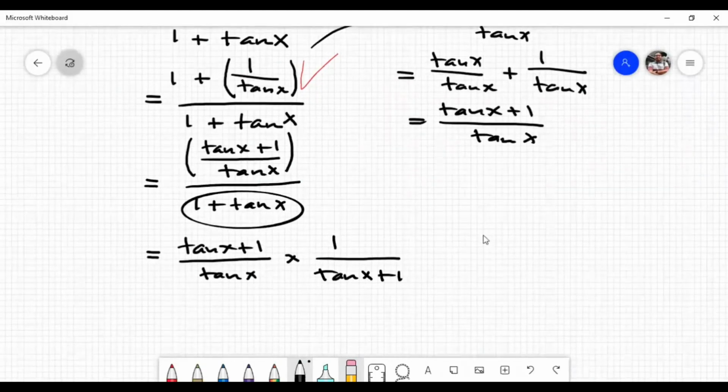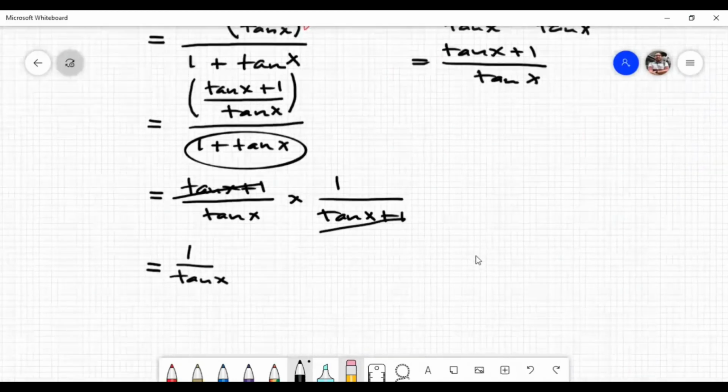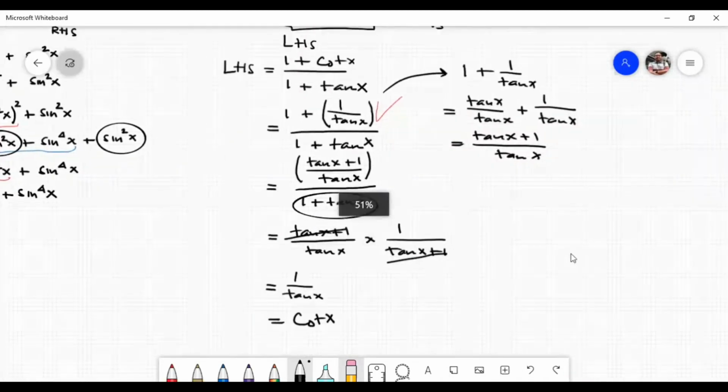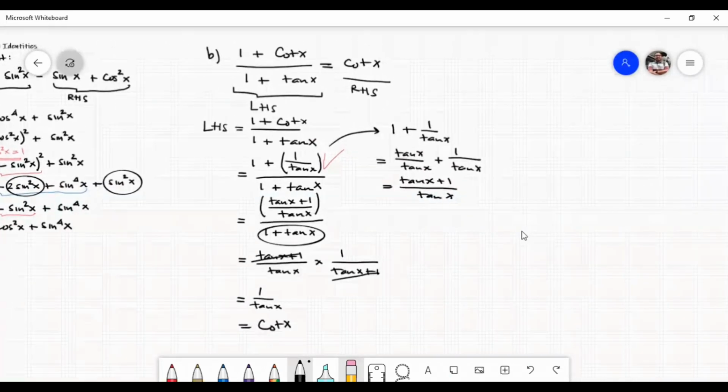Then what you can see here, look at this. Cancel this, since they are the same, right? Tangent x plus 1, right? And the remaining is 1 over tangent x. And once again, 1 over tangent x is the reciprocal of tangent, which is cotangent x. Now, as you see again, our question, it is proven.